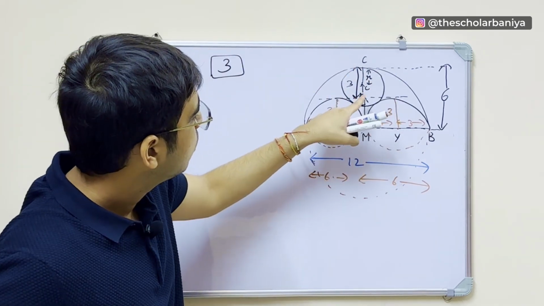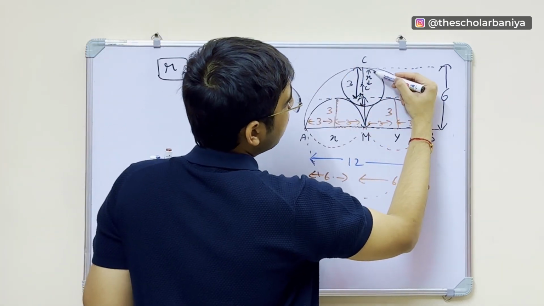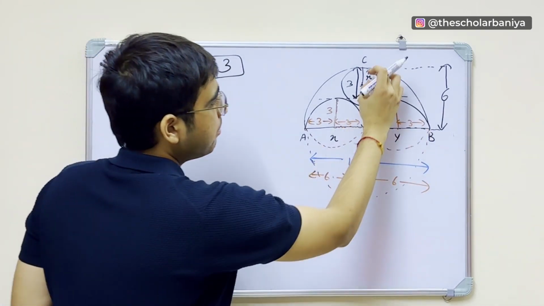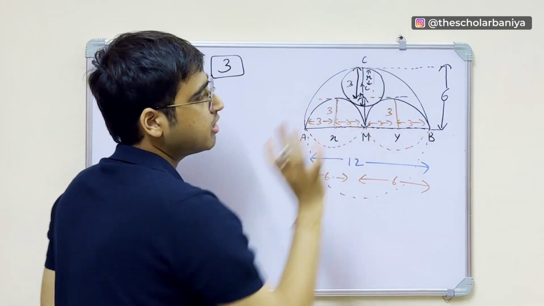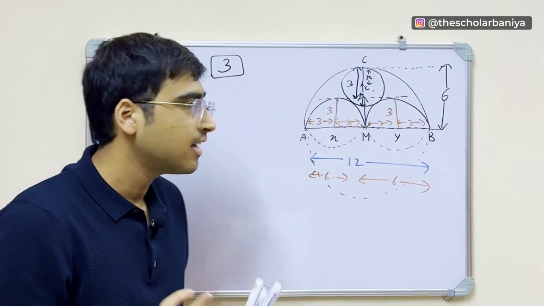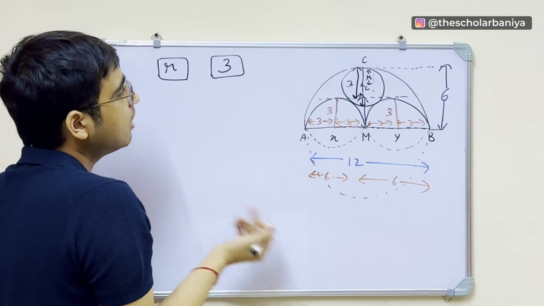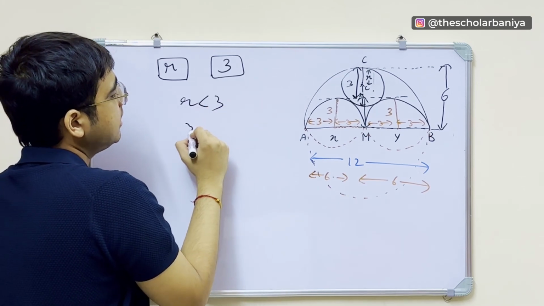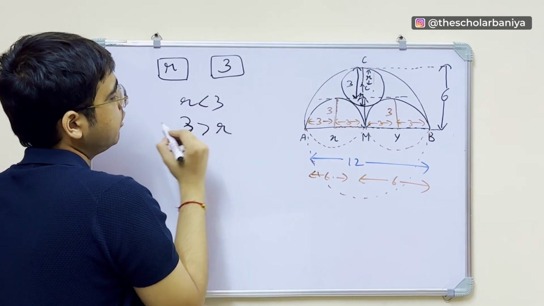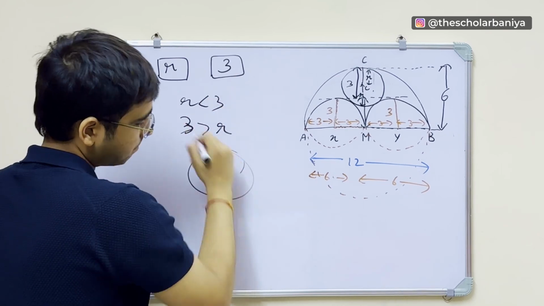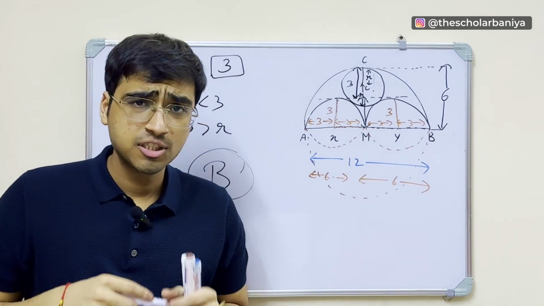But we know this is r plus some value, right? r plus some value is equal to 3, which means that r is less than 3, or 3 is greater than r, whatever you want to call it. So that is why your answer becomes B. I hope this is pretty clear.